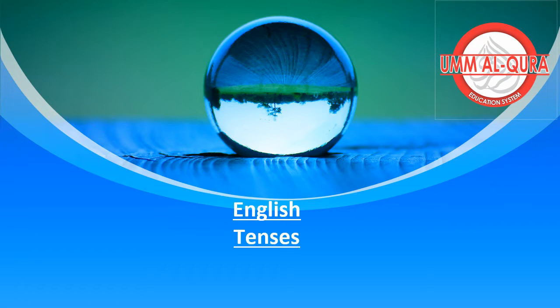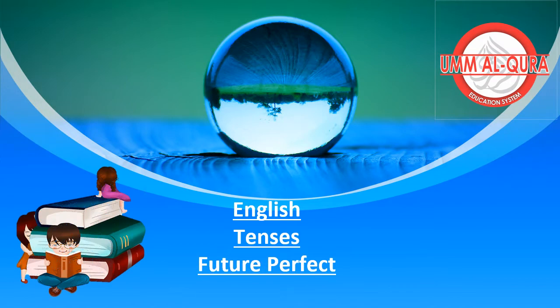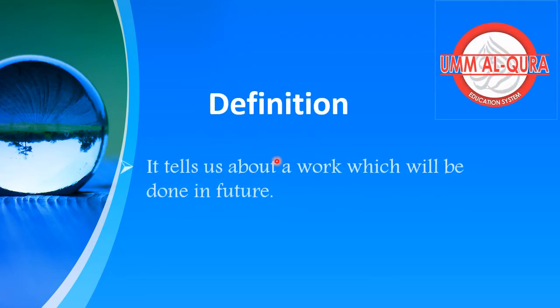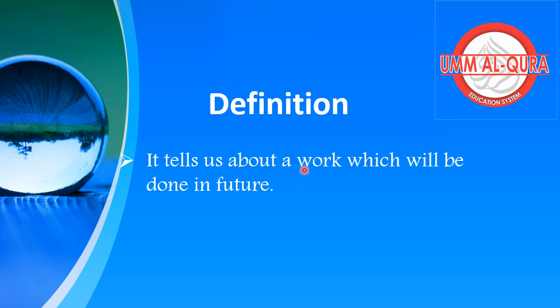So our topic is tenses. We have already completed two topics of tenses. Now we will complete our third topic of tenses. First we have to understand the definition of future perfect tense. So what is the definition of future perfect tense? It tells us about a work which will be done in the future.